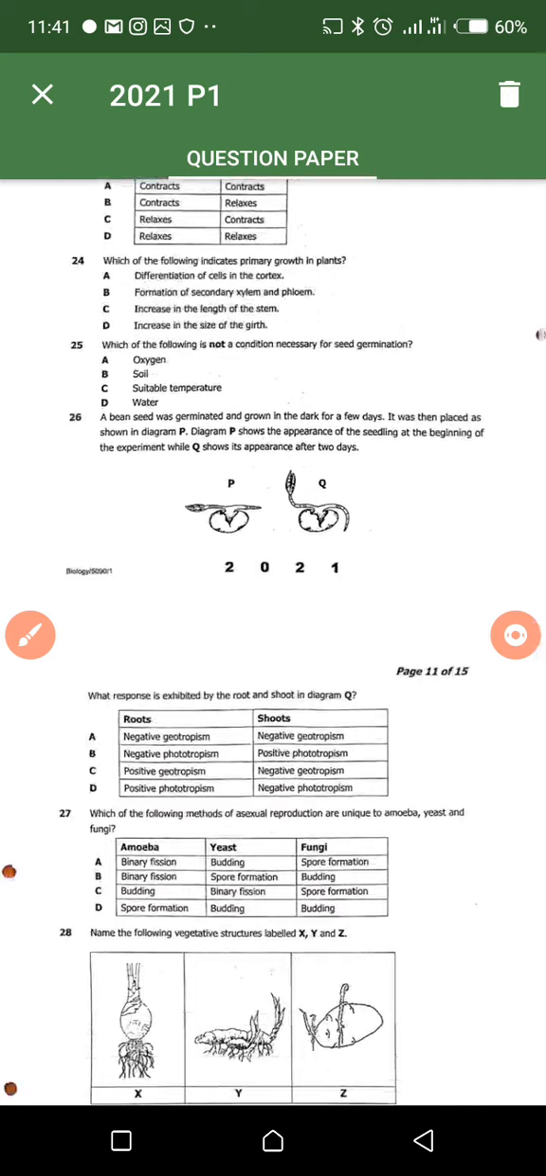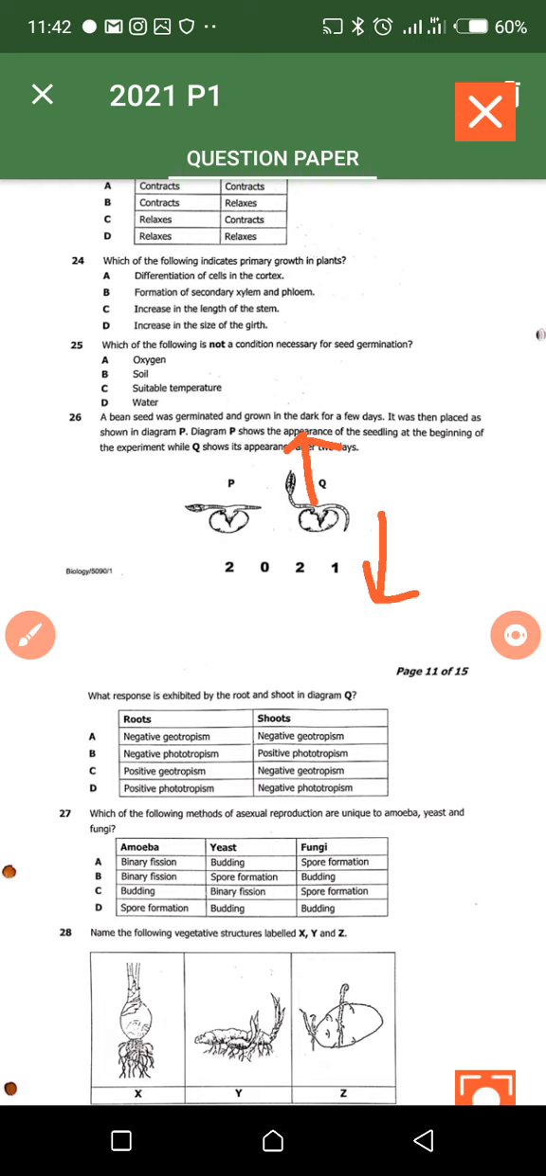Question 26: a bean seed was germinated and grown in the dark for a few days. It was then pressed as shown in the diagram. Diagram P shows the appearance of a seedling at the beginning of the experiment, while Q shows the appearance after 2 days. We can see that the shoot is growing upward and the root is going downward. When the shoot grows upward, this is known as positive phototropism or negative geotropism. When the roots grow down, it's known as positive geotropism or negative phototropism.